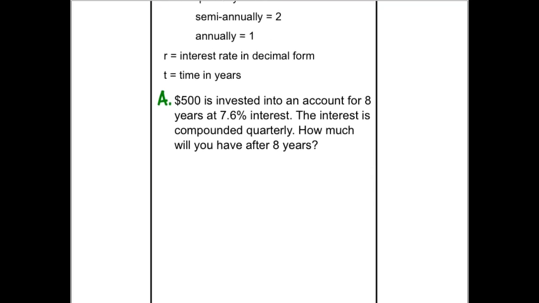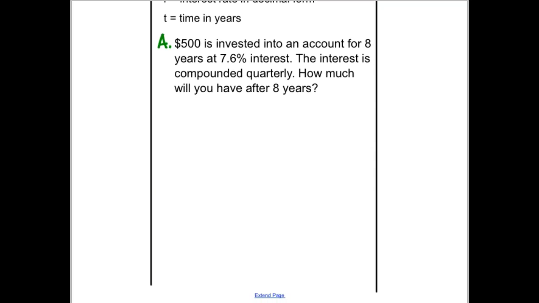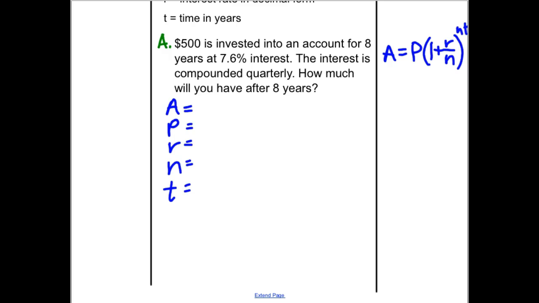So I'm going to go ahead and bring this up, and then I'm going to put here the formula A equals P times 1 plus R over N to the NT power. So I like to write out all this stuff. So we got A, P, R, N, and T. So it says we invest $500, that's going to be our P. And then we have 8 years, so that's T. 7.6% interest, that's going to be, move this 2 places to the left, so you have 0.076.